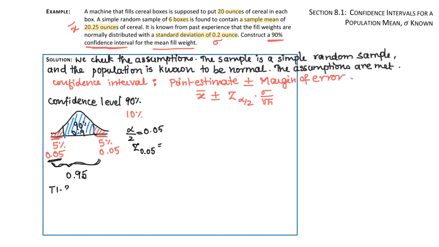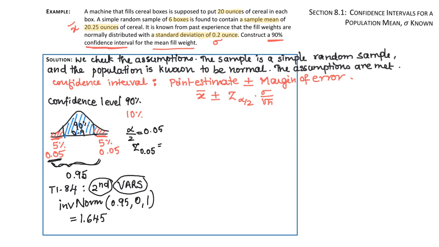So if you are using the TI-84 calculator, press 2nd, VARS, and option invNorm, and enter 0.95, mu is 0 and sigma is 1, and you will get that critical value equal to 1.645. Or you can use the table, look at the last line on table A3 and find the critical value. You will get the same critical value.